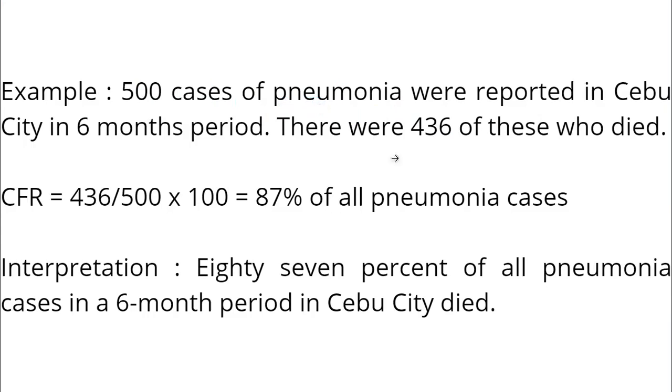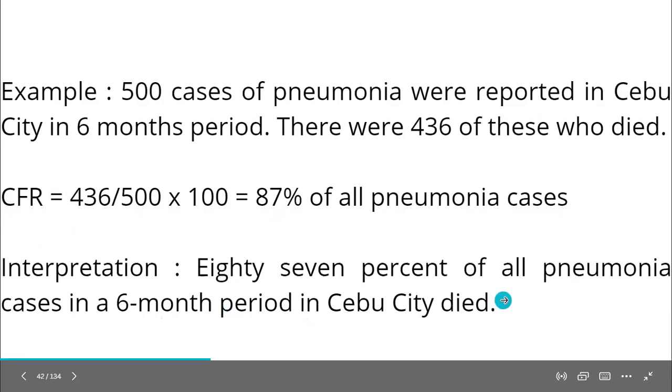In this case, the total number of people who died from pneumonia is 436. We compare it with the total number of cases with pneumonia, which is 500, and then multiply by 100. So you have a case fatality rate of 87% of all pneumonia cases. In other words, your case fatality rate means the risk of dying after getting that particular disease. So 87% of all pneumonia cases in a 6-month period in Cebu City died.